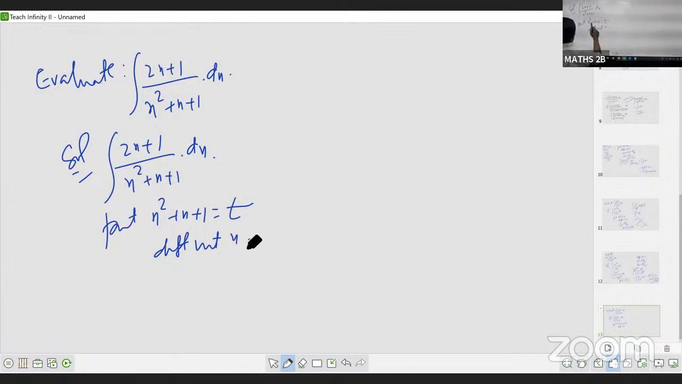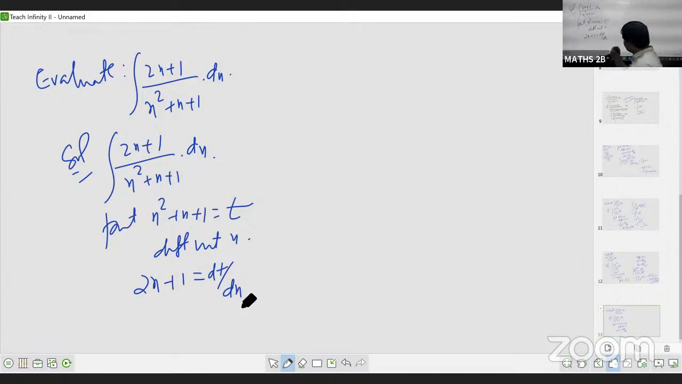Differentiate with respect to x. x square derivative is 2x, x derivative is 1, and t derivative is dt by dx. Then dx equals dt by 2x plus 1.